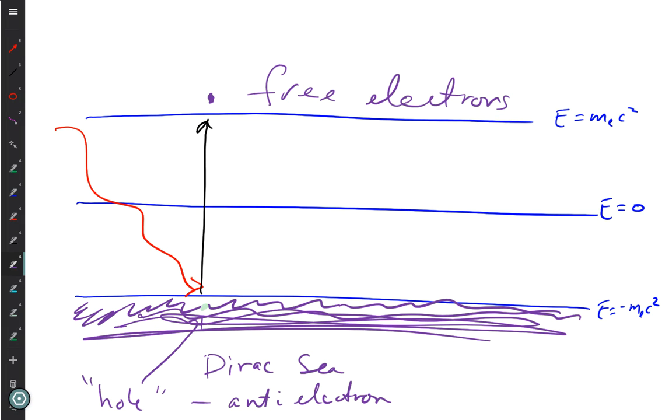But based on this, we now have a theory that every particle has its antiparticle. A particle that's just like it, except the charge is opposite. There's a couple other quantum properties that are opposite. And if the two meet, they annihilate, converting all of their energy, all of their mass into a photon. And so that's what antimatter means.